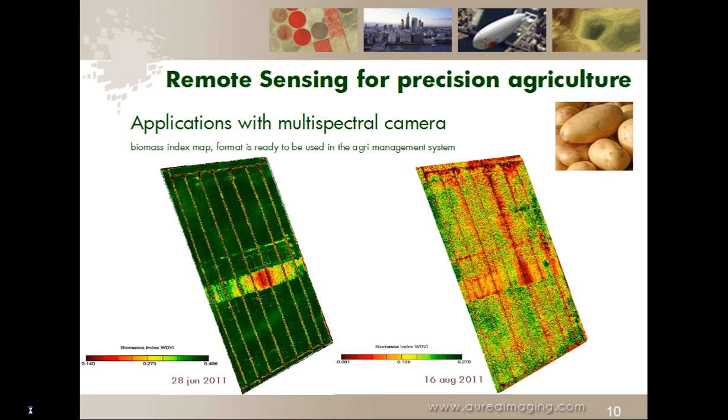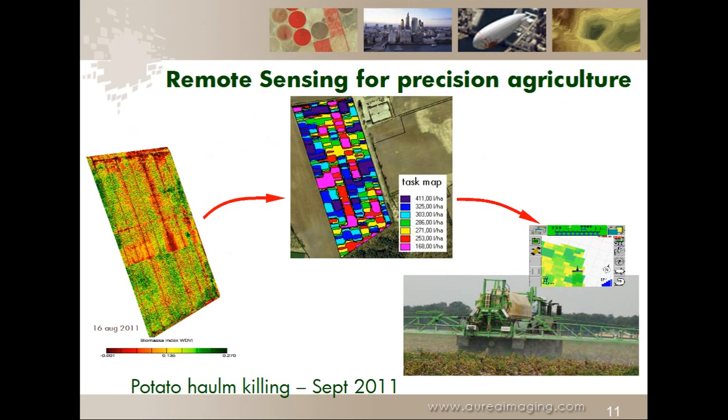This map is used to make a task map for potato haulm killing. This means that the leaf of the plant needs to be killed in order that the potatoes can give the last boost. So this UAV imagery is used to build a task map to apply chemicals to the crop.